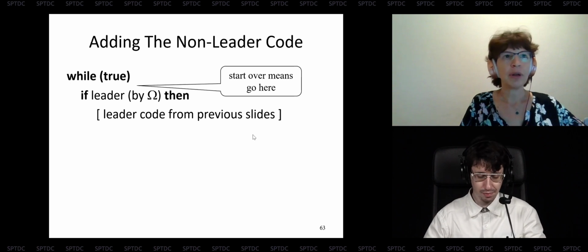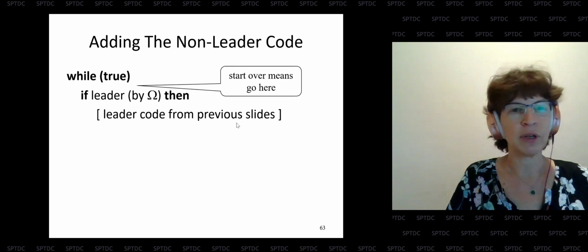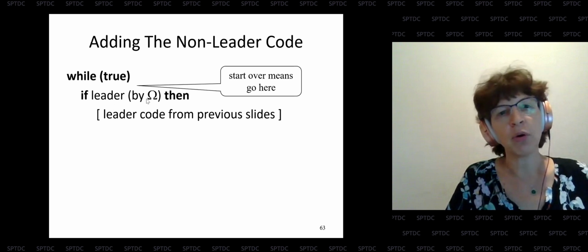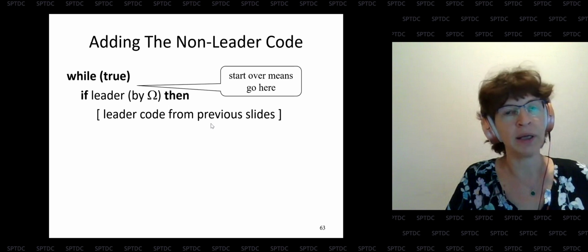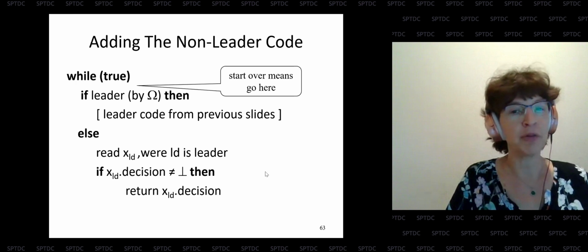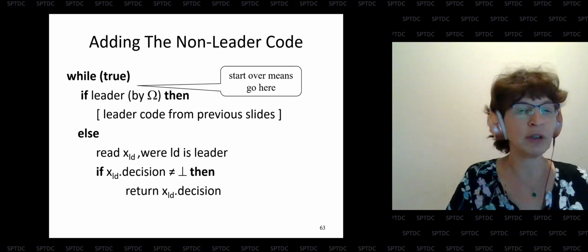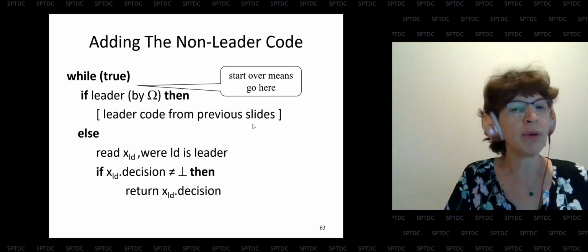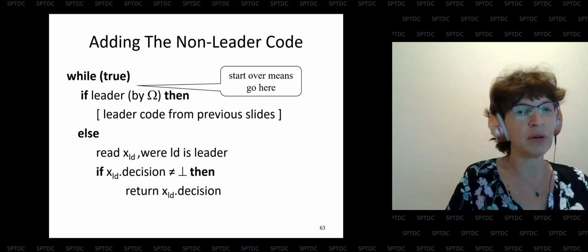Okay, thanks. So let me complete the algorithm. I gave you the leader code. The full algorithm works like this: you execute an infinite loop until you decide. If your oracle tells you that you're a leader, then you try to reach a decision by writing, reading, writing, reading. If you're not the leader, then all you do is wait for the leader to reach a decision. Go and read the leader's register. If you find a decision there, you return it. If not, you wait quietly until the leader decides. If the leader fails, then Omega is supposed to elect another leader. So Omega ensures that in the end there is one leader that reaches a decision and everybody else decides.